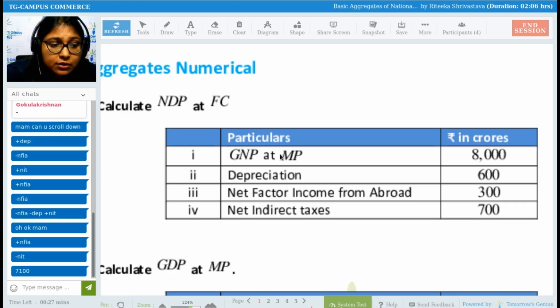6,400. How much? 6,400. Okay. 6,400 is the correct answer. Mridula, how come you're getting 7,100? Do the calculations properly. Once more. You have left one thing. That is why you're getting 7,100. Check it.